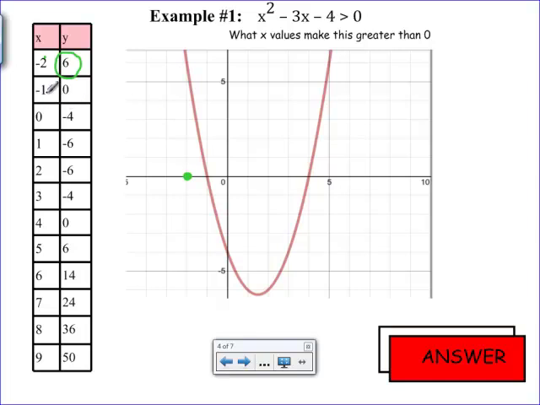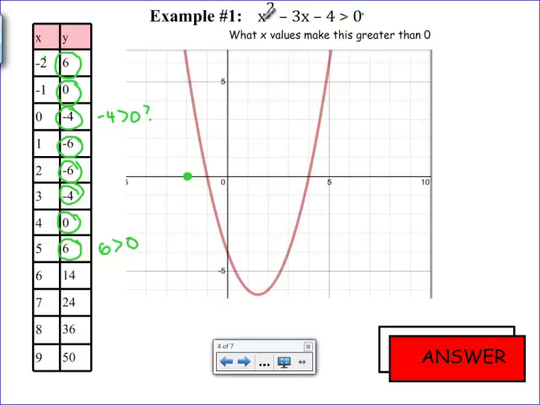If I put negative 1 in, is my answer greater than 0? No, it equals 0. It's got to be greater than. If I put 0 in, I get negative 4. Is negative 4 greater than 0? Nope. Negative 6, negative 6, negative 4, 0. Nope. Here's the next spot where it's greater than 0.